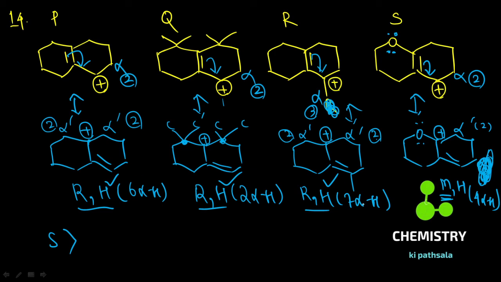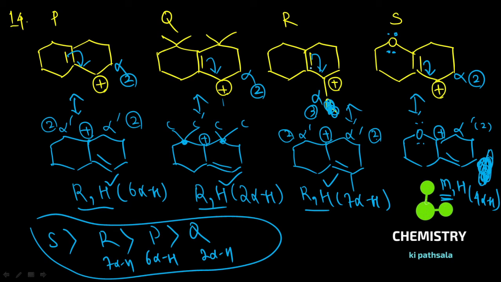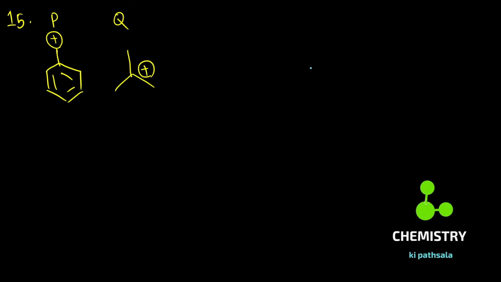So the number of hyperconjugative structures is more in case of R as compared to Q and P, because it is having 7 alpha hydrogens there. So S will be greater than R, then R greater than P, and P greater than Q. 2 alpha hydrogens and this is 7 alpha hydrogens. Clear? S, R, P, Q. Now coming to question number 15.